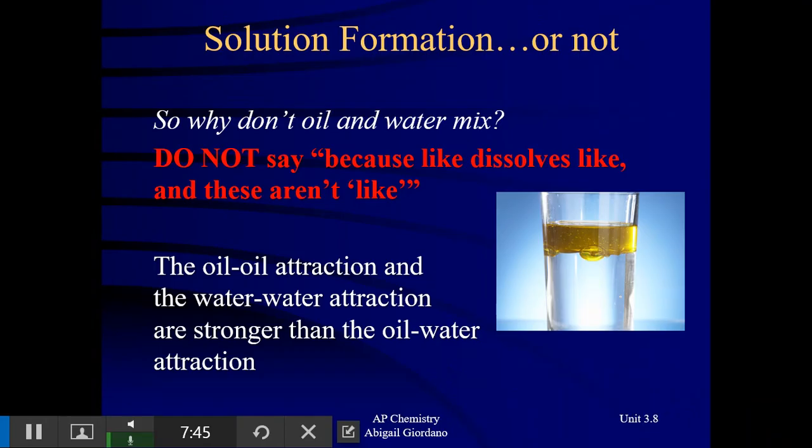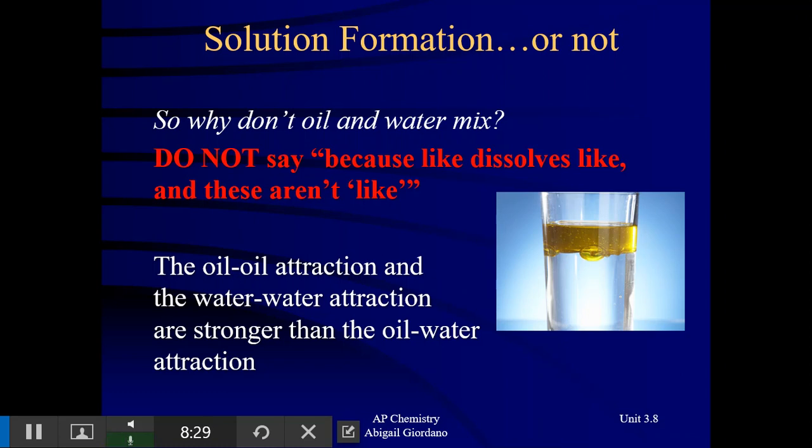Now, we've been talking about when a solution forms, but what about when it doesn't? Like oil and water. A lot of times students will say things like, well, because like dissolves like, and these things aren't like. You can't say that. In fact, to be honest, that phrase, like dissolves like, is helpful for understanding, but please, please, please don't ever write that on a test or an AP exam. The graders will not accept it.